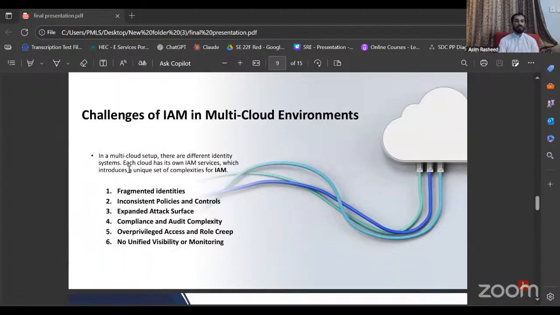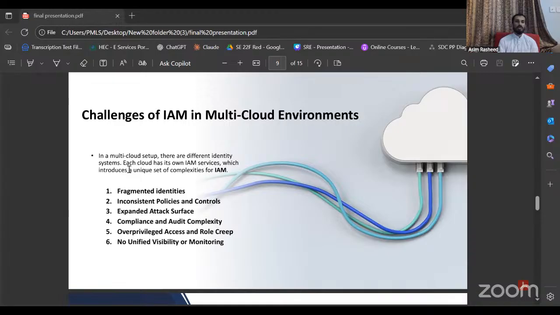Challenges of IAM in multi-cloud. In a multi-cloud setup, there are different identity systems. Each cloud has its own IAM services, which introduce a unique set of complexities. For example, fragmented identities: a user may have different identity accounts across different clouds. Inconsistent policies and controls mean security policies are not uniform across all platforms. Security configuration and IAM structure vary widely between cloud providers. Expanded attack surface means more entry points for potential threats. Each new cloud environment integrated into the infrastructure adds more endpoints, APIs, and resources, which increases the attack surface without uniform monitoring. Compliance and audit: it is difficult to maintain a consistent view for compliance.